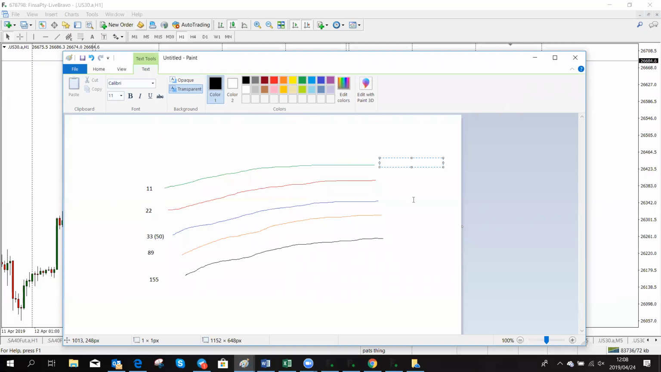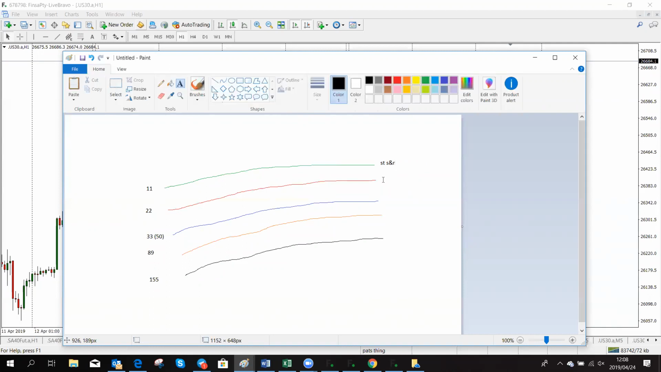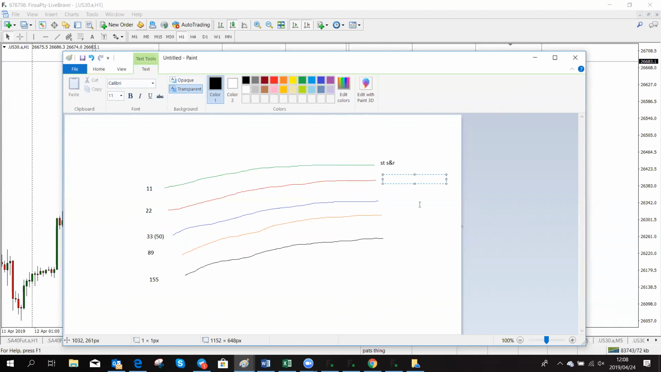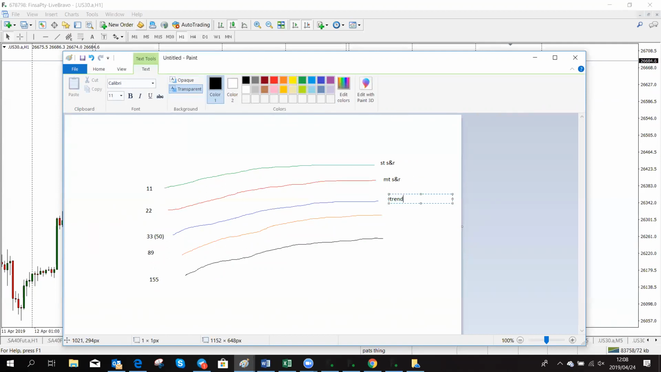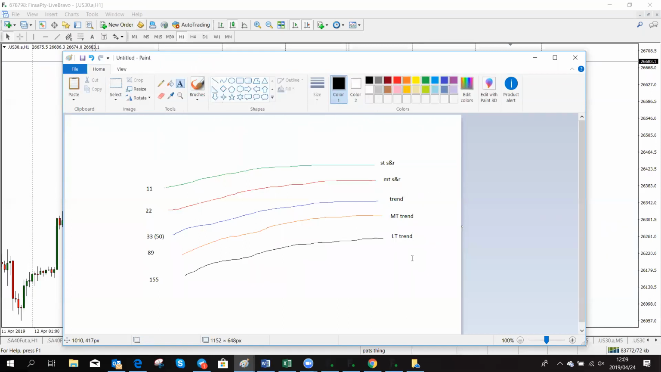Now, let's look at definition quickly just to remind ourselves what they all mean. The 11 is going to be short-term support and resistance. And we'll discuss that now. Red, the 22 simple moving average, is going to be medium-term support and resistance. Blue is going to define the trend. So above the 50 moving average, the trend is up. Below the 50 moving average, the trend is down. The 89 there is going to be the medium-term trend, and the black is going to be long-term trend. Okay, so that's what each one of them mean in effect.